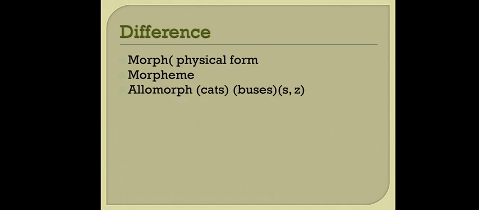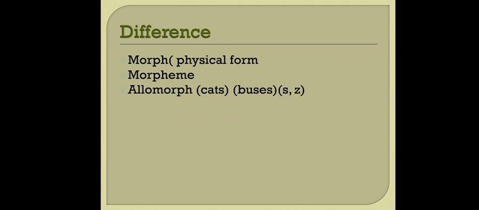Okay, let's talk about the differences between morpheme and allomorph. A morph is the physical form of a morpheme. Let's take an example of the word cat. Cat has one morph and one morpheme. Cat indicates one meaning and it has a physical form, cat. Let's take an example in which there is one morph but 2 morphemes. Yes, it is possible.